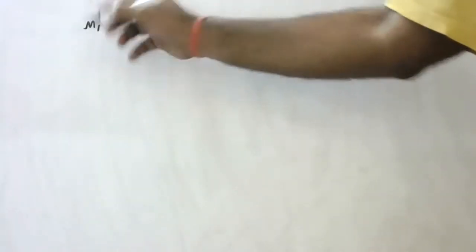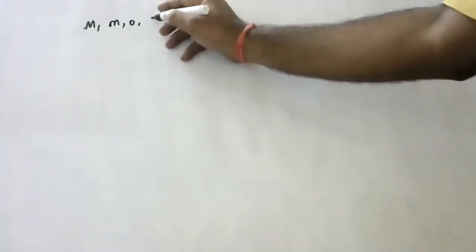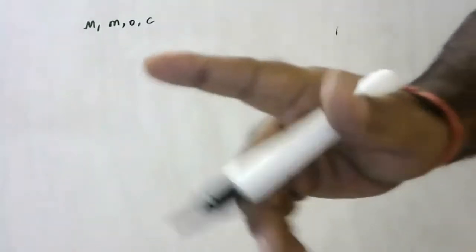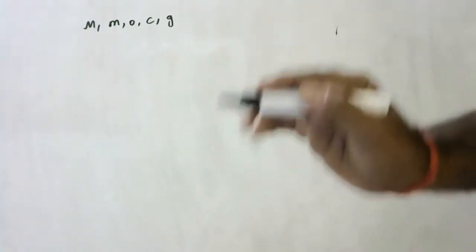So children, first we have studied metallurgy. Metallurgy means the steps involved in extraction of metal from ore. Then mineral. Mineral is any substance which is extracted from the earth's crust. Then we studied ore. Ore is a mineral from which metal can be extracted. Then I said concentration. Concentration is removal of impurities. In concentration, we get impurities, and those impurities are called gangue.